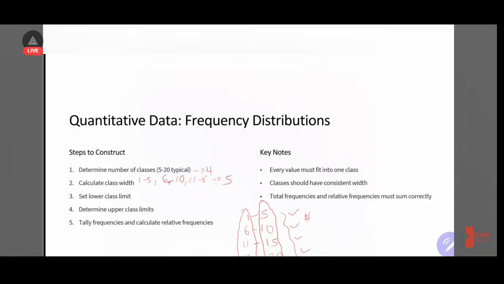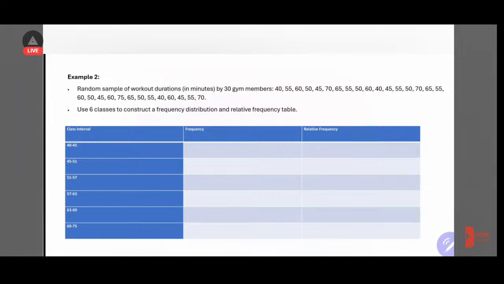But there are some key notes. Every value must fit into one class. You have to take note of that. There must not be any value without a class. Secondly, classes should have consistent width. In this example, I'm using a width of 5. And lastly, the total frequencies and the relative frequencies must sum correctly. This is very important.